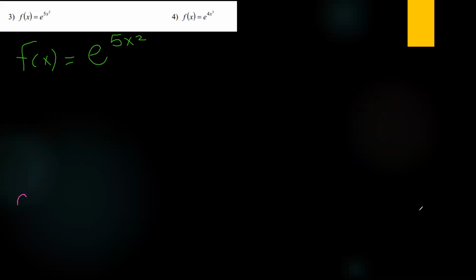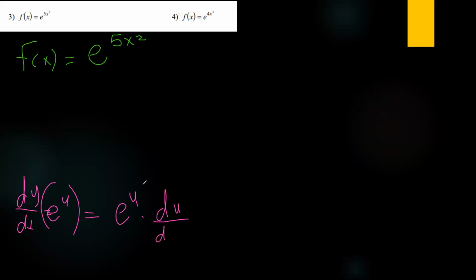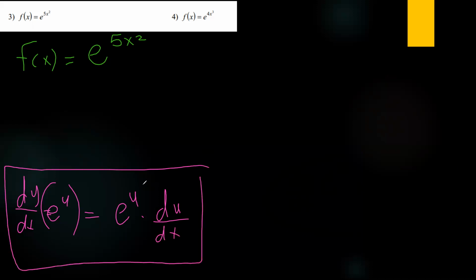Now, let's remember that the derivation for e to the power u will be e to the power u times du over dx. So this is now the derivation. What I need now is to find where is u and find its derivation. So the first step, let's assume that u is 5x squared. If u is 5x squared, I need to find du. The derivation will be 5x squared dx.